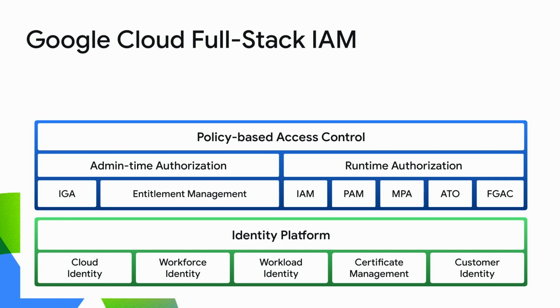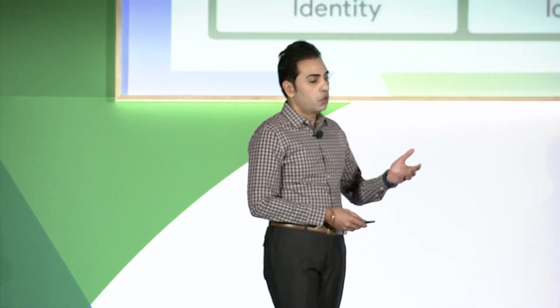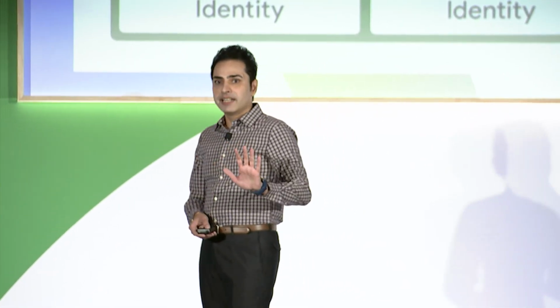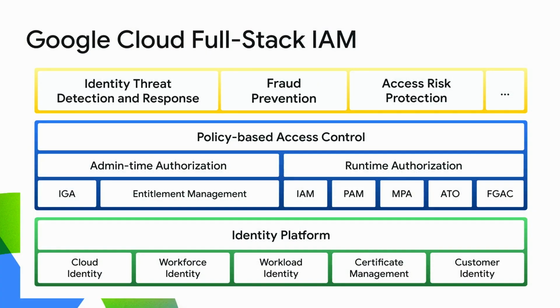Once you've invested in that robust identity platform and that policy layer, then IAM can enable the business with a variety of security and app-centric scenarios, like ITDR, Identity Threat Detection and Response, fraud prevention, or runtime application risk protection. If there's any slide that you want to take a photograph of during my session, this is going to be it. So pull up your phones, take a picture.